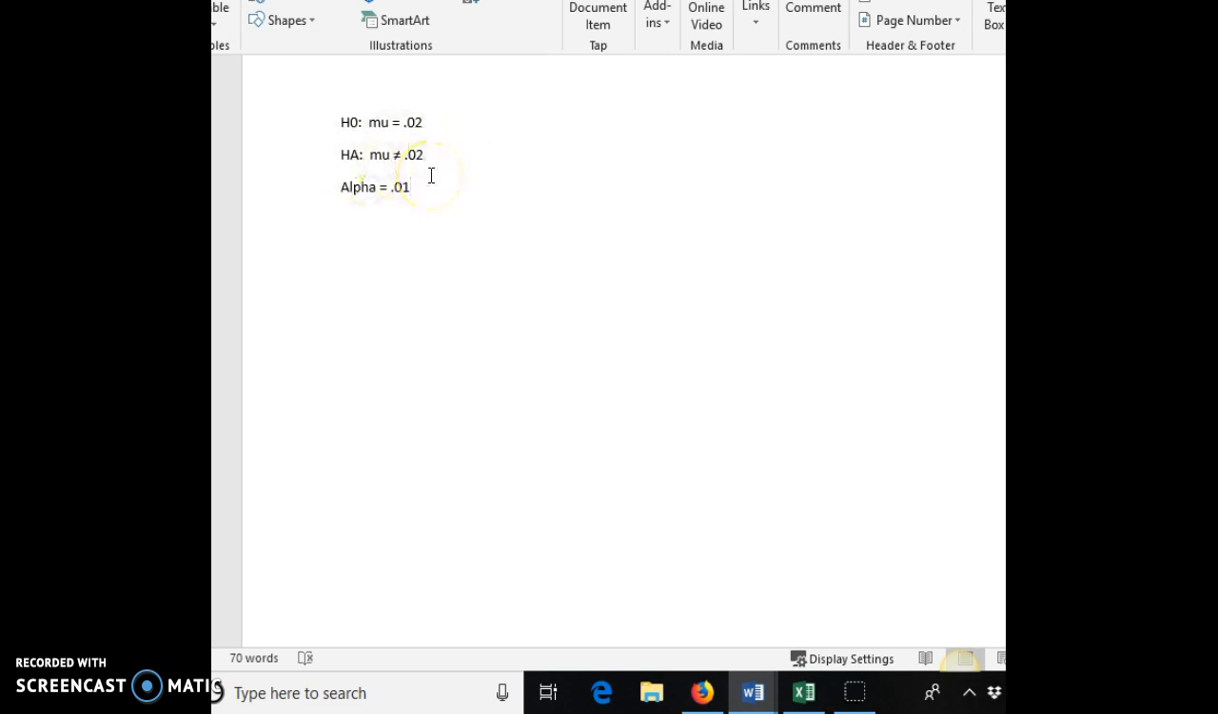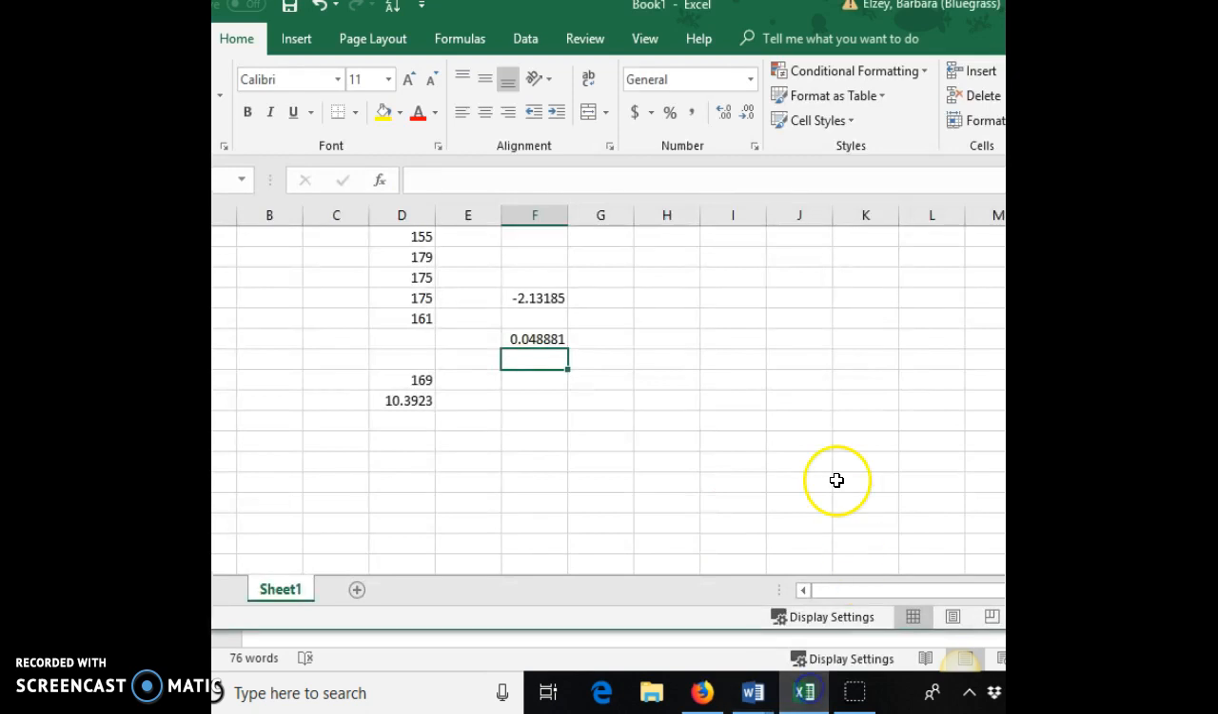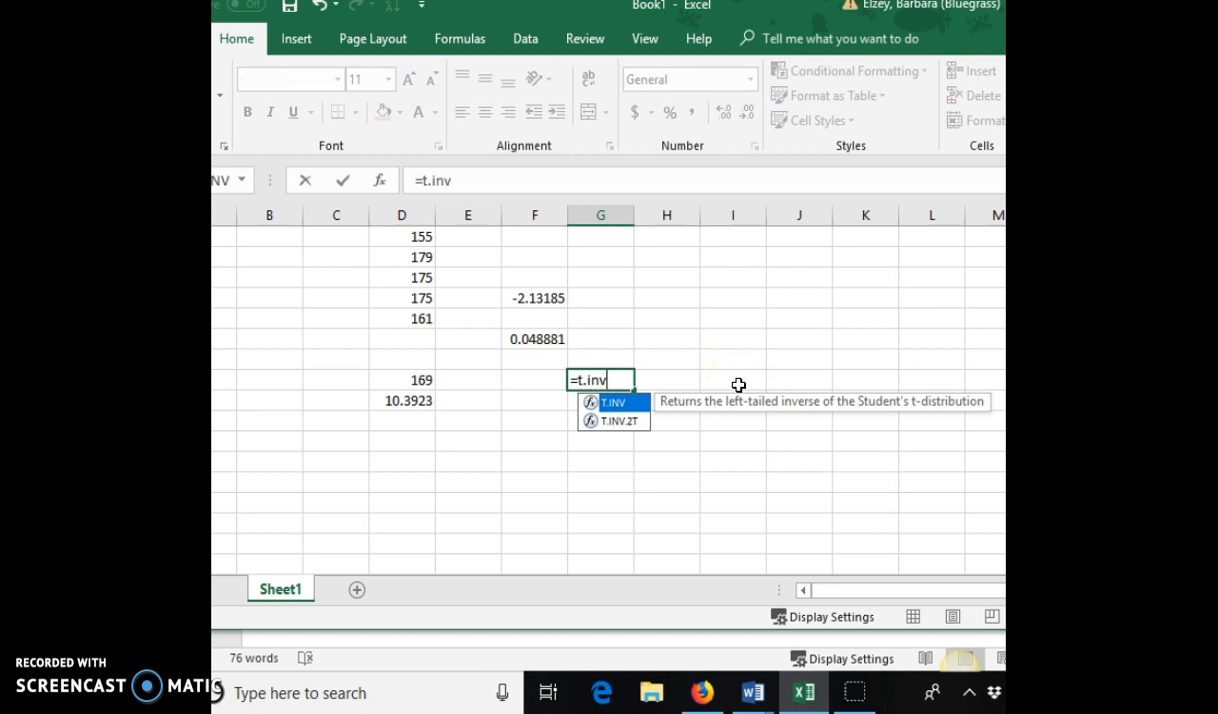Now, since this is not equal to, it's a two-tailed test, we need to divide this by 2. That's going to give us 0.005. And let's notice, back in the original example, there were only 4 pieces of data, so our degrees of freedom is 1 less than that, 3. So let's go ahead and get our critical value by putting those into Excel. All right, so we'll have equal t.inv 0.005 with 3 degrees of freedom, and that gives us negative 5.841.